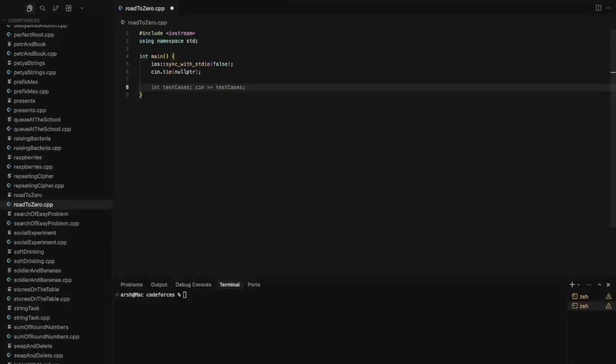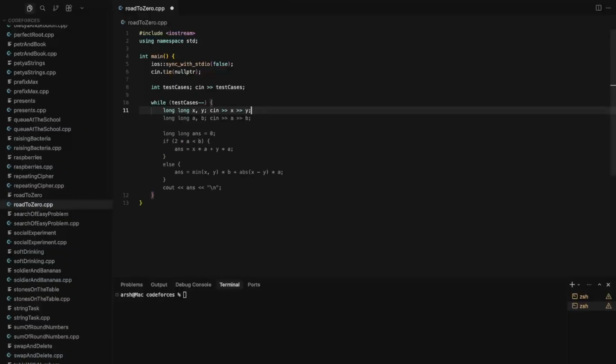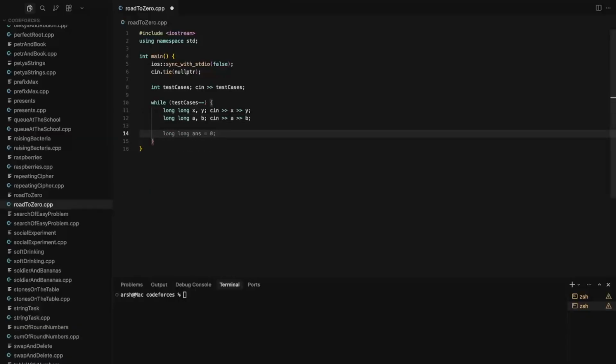I will start off with my template. I will initialize test cases and input them. While test cases is positive, we will input long x and y being our numbers that we have to get to 0, and we will also input long a and b being the cost of the a operation and the cost of the b operation. One other thing that we have to initialize is our answer. Long answer equals 0 currently, and we will now check the if statement that we talked about.